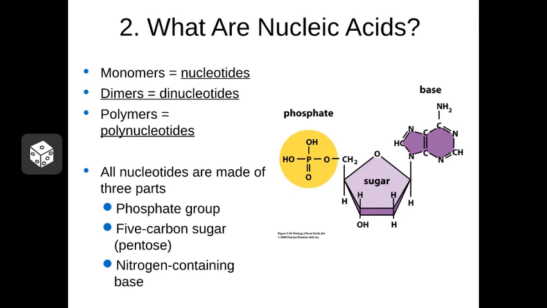Like the other groups of biomolecules, nucleic acids have monomers, dimers, and polymers. The monomers in this group are molecules known as nucleotides, and this is one nucleotide over here. If you put 2 of these guys together, you get the dimer, which is known as a dinucleotide. And if you put many of them together, you get the big molecules like DNA, and those are referred to as the polynucleotides.